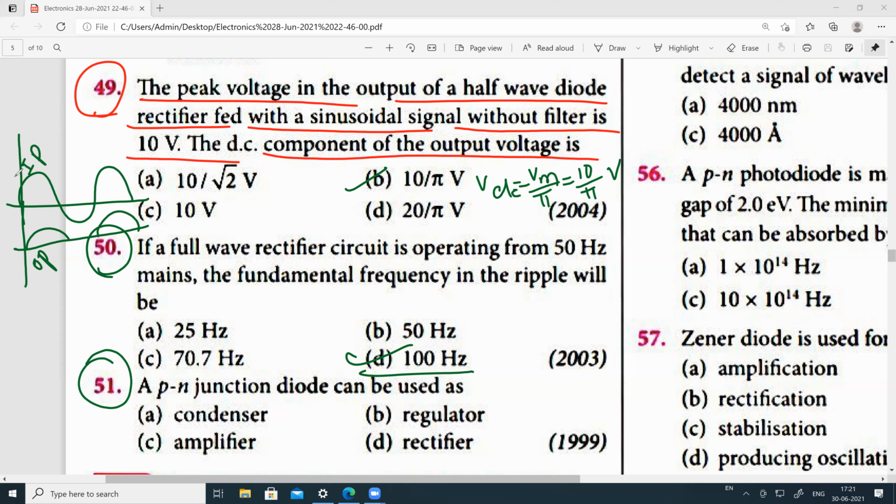51. A PN junction diode can be used as a condenser, amplifier, regulator, or rectifier. A PN junction diode conducts in forward bias and does not conduct in reverse bias. Thus, this unidirectional property leads to the application of diode as a rectifier. Therefore, D is the right answer, that is rectifier.